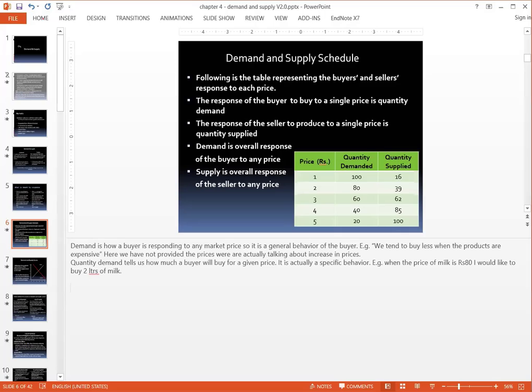Now we talk about supply. Supply is how a seller is responding to the market price. So it is a general behavior of the seller. We are not fixing anything here, so it's a general behavior.